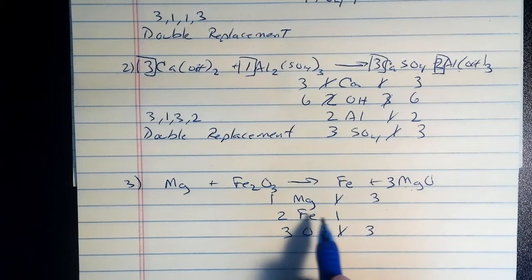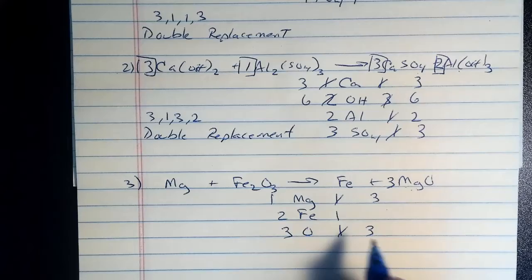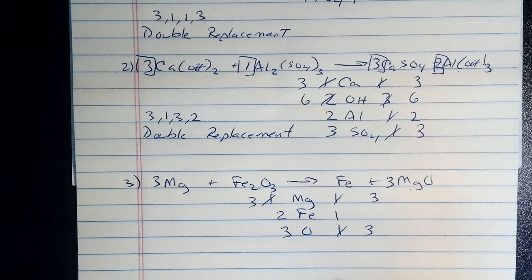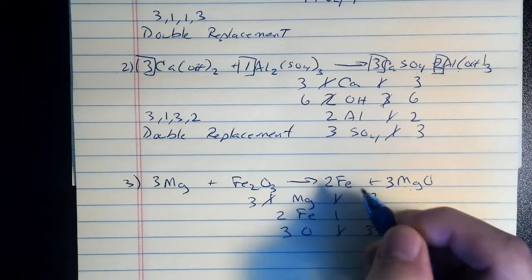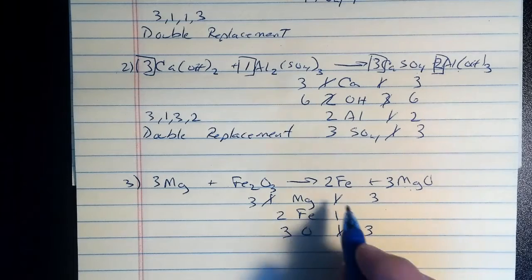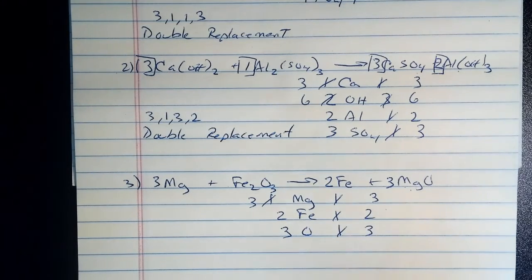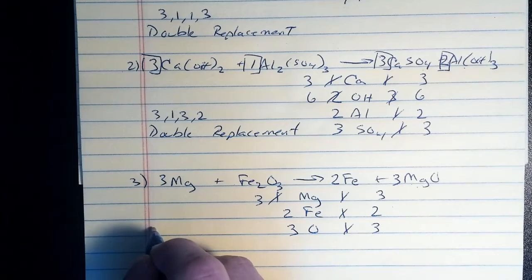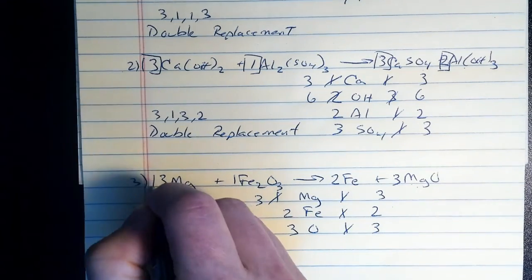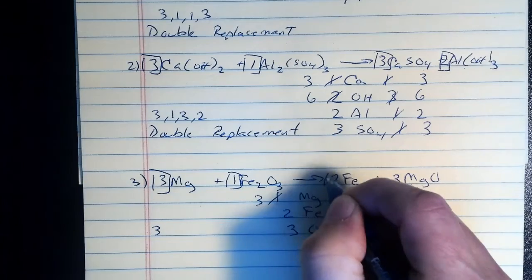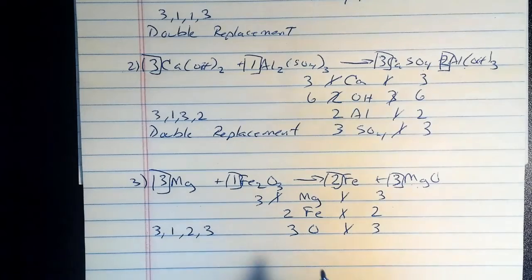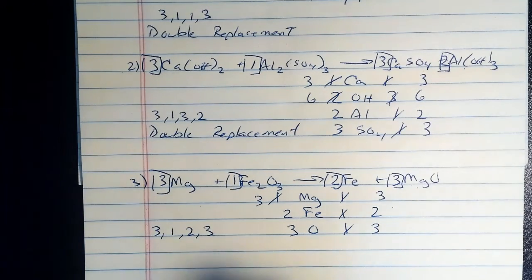So magnesium is not balanced, so we can obviously put a 3 right here. 3 times 1 is going to be 3. And iron is not balanced, so we can put a 2 as a coefficient for iron on the product side. 2 times 1 is going to be 2. And 3 and 2 and 3. This was pretty easy. Let's box them up, make it easier for me to read. So 3, 1, 2, 3. Coefficient ratio, mole ratio, molar ratio.